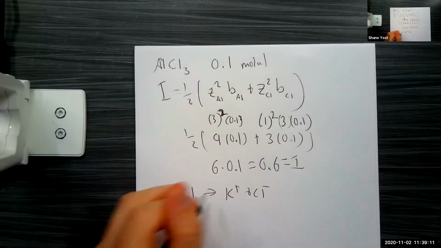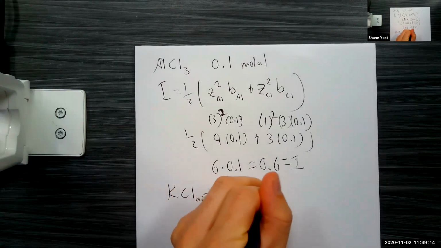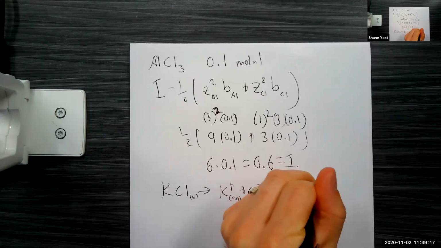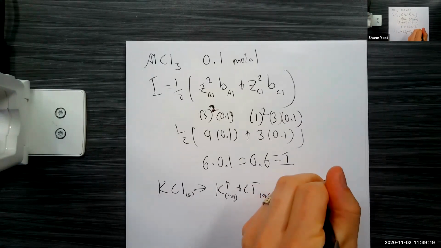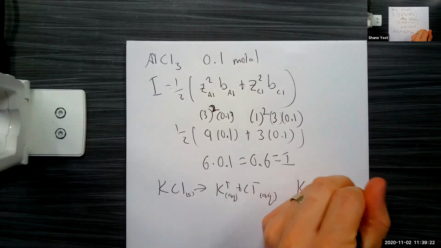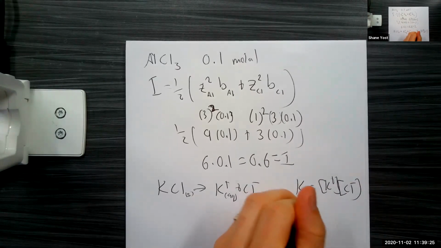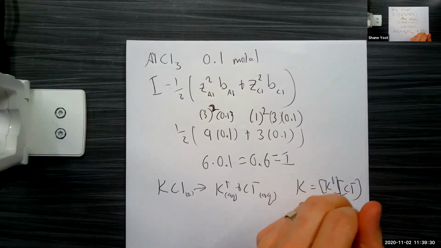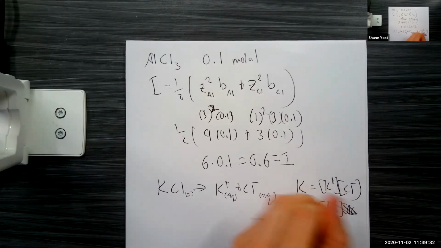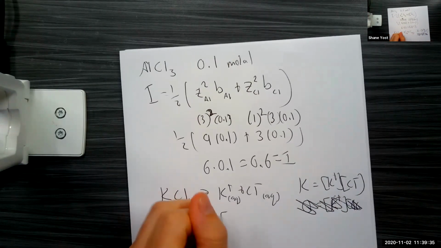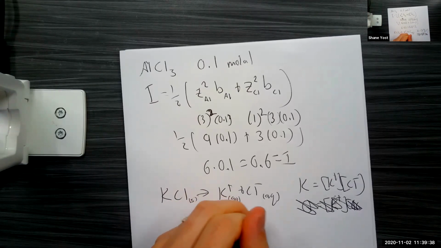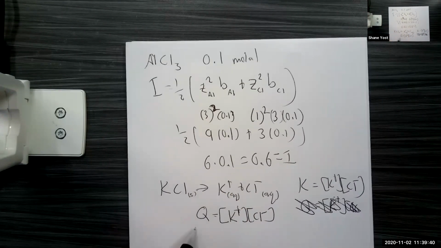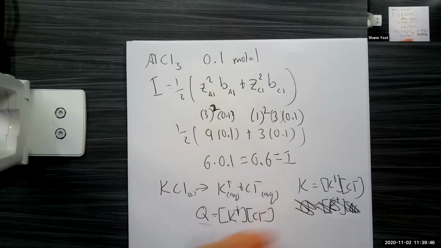Solid, aqueous, right? K here is just the concentration of K plus and the concentration of Cl minus, which is the exact same expression as Q. I'm just not necessarily using the equilibrium concentration. For Q, you don't use the equilibrium concentration; you just use whatever concentration you want. But the exact same expression at equilibrium is the equilibrium constant K, right?